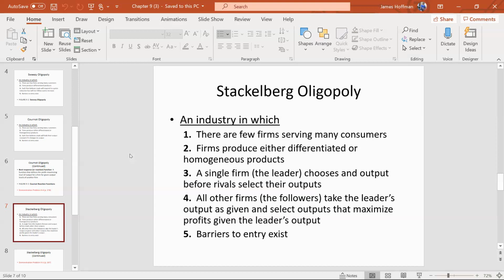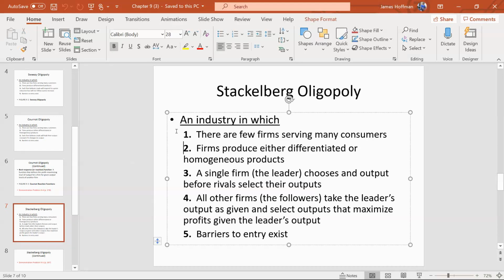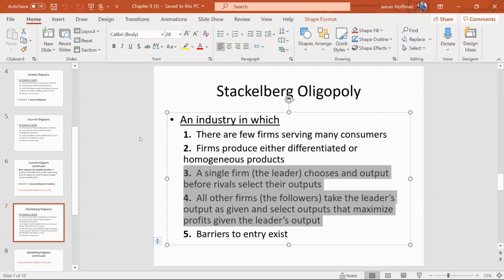Okay, so Stackelberg is another type of oligopoly we're going to talk about and analyze. And so it's a little bit different. Here's the description. So there's a few firms serving many customers. That's standard for oligopoly. Firms produce either differentiated or homogeneous products. That's pretty much the same for all oligopolies. The big difference, which defines this model, is items 3 and 4.